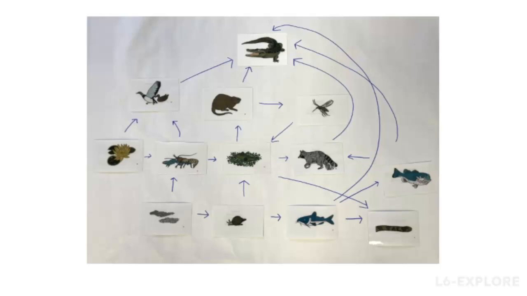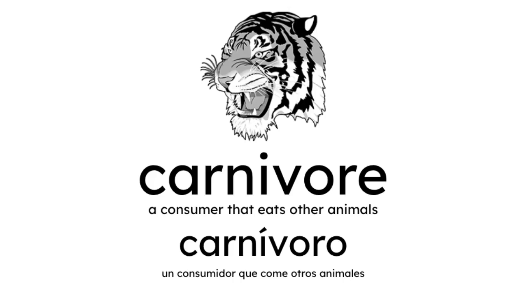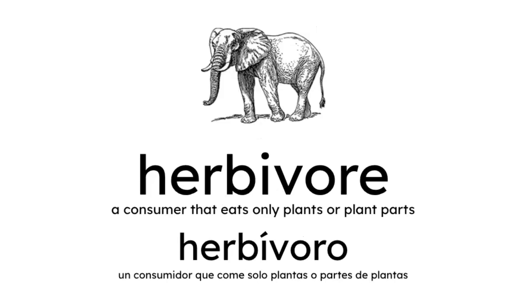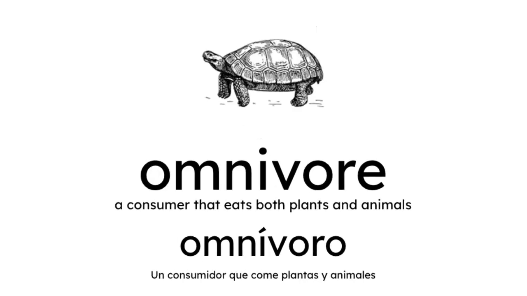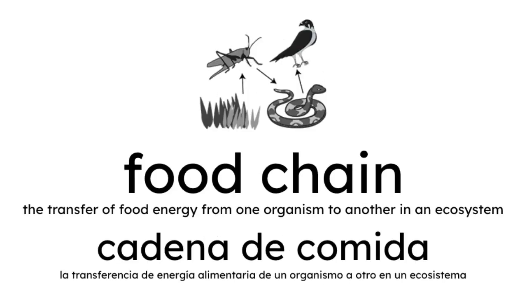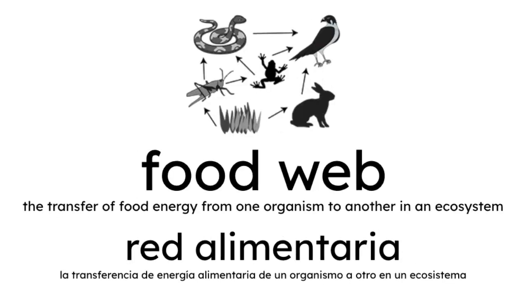Students create a simple food chain with energy arrows moving from prey to predator. See the pond ecosystem tutorial for an example. You can post and discuss the carnivore, herbivore, omnivore, food chain, and food web vocabulary cards.